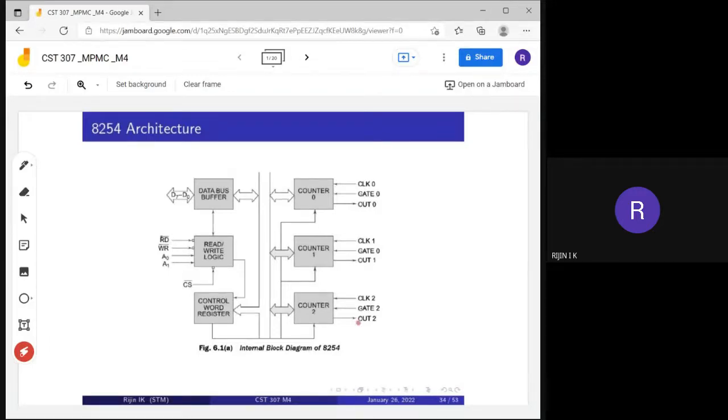Then these counters are connected with the clock, a gate signal and an out signal. The gate signal is mainly used to disable or enable the counter, and the out signal is used to get the output. Then there is the control word register, the read write logic, and also one data bus buffer. Last class we discussed this.